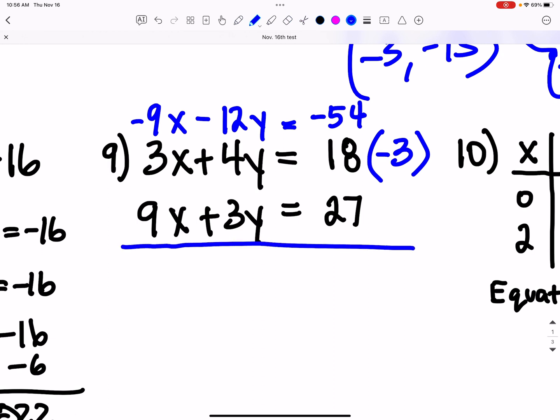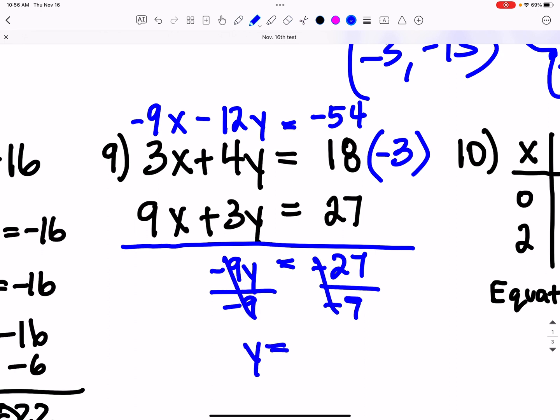Okay, so now let's add the rows. Negative 9x's and positive 9x's, those cancel out. Negative 12y's and positive 3y's is negative 9y's. Equal negative 54 and 27. The negatives win by 27. Divide by negative 9. Y equals, the negatives cancel out on this one. 27 divided by 9 is 3.